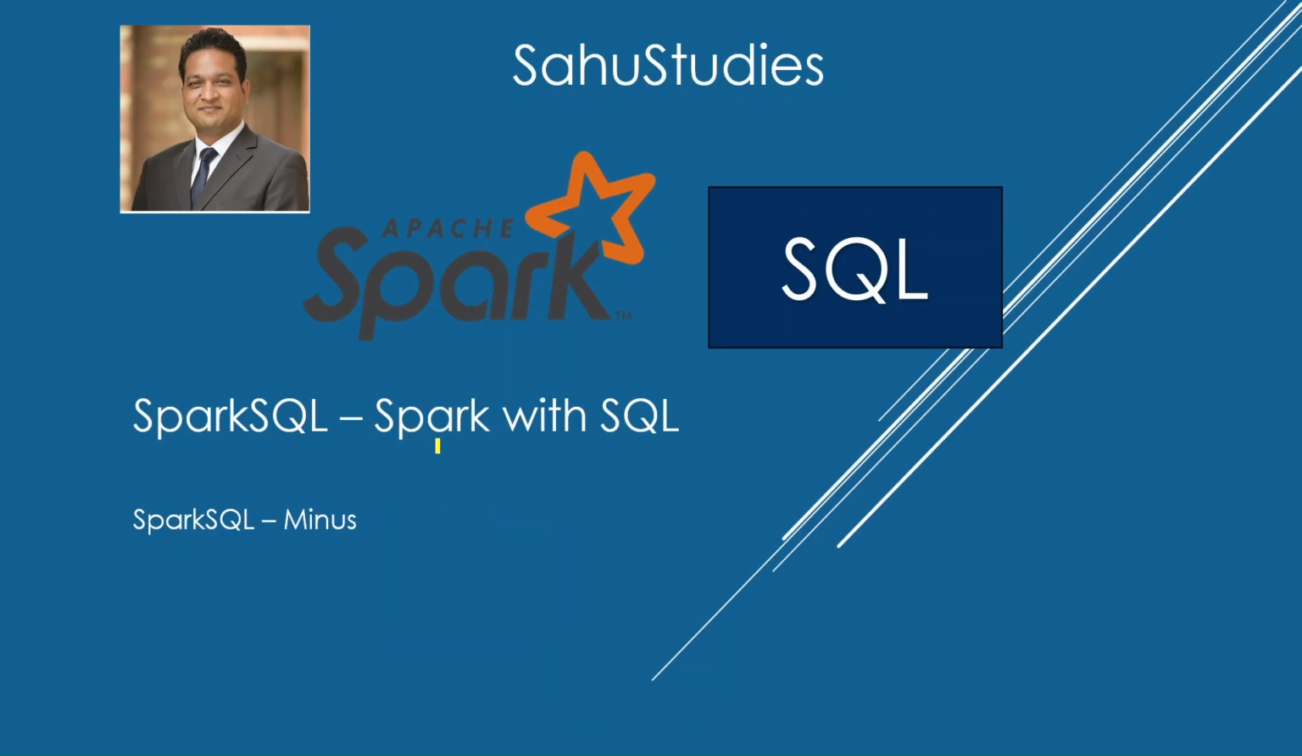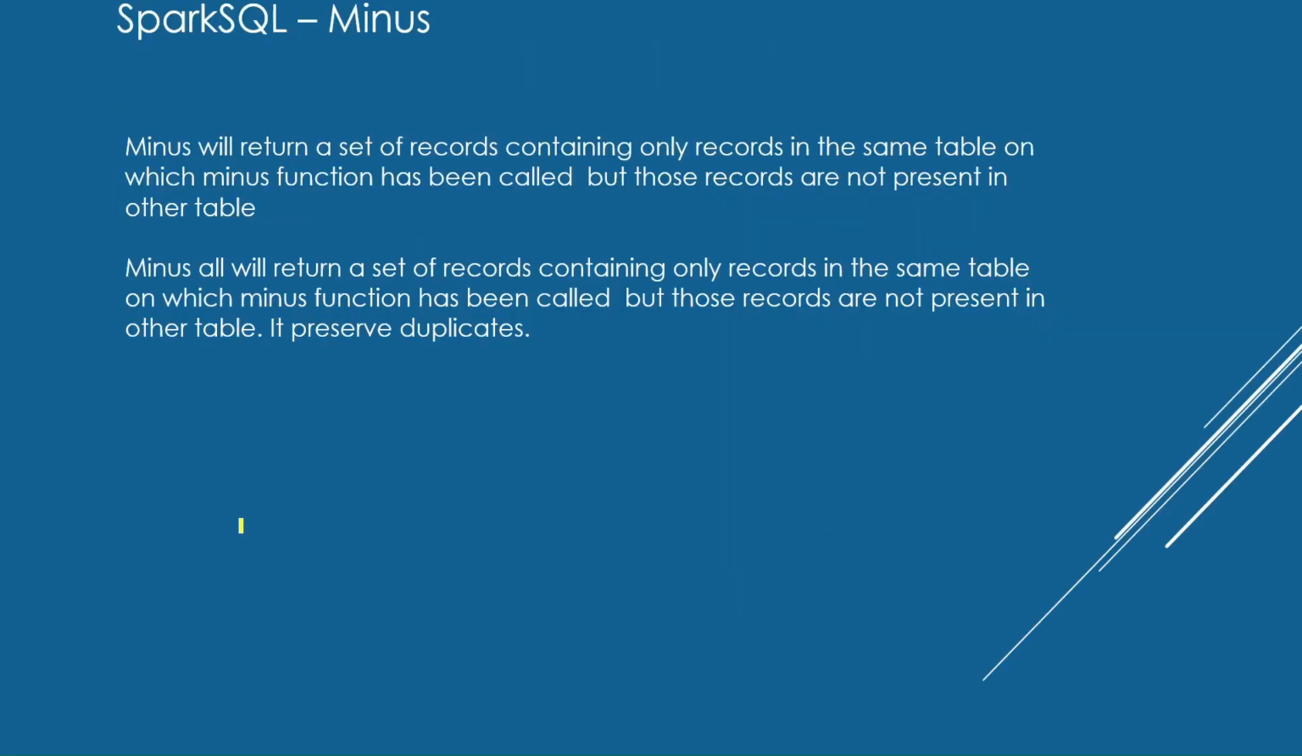In this video, we are going to see how the minus function works in Spark SQL. So what is the minus function? What does it generally do? Minus will return a set of records containing only the records in the same table on which the minus function has been called, but those records are not present in the other table.